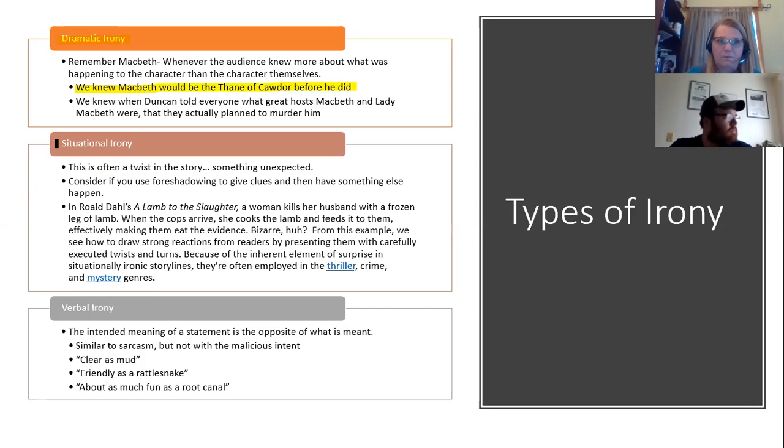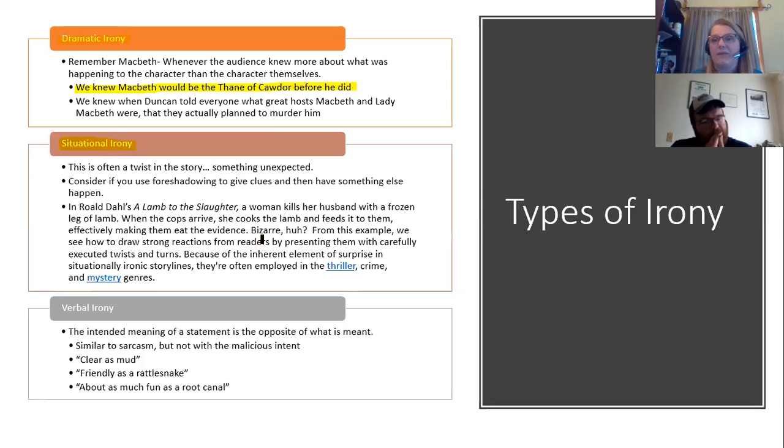The next one, and this is the one that people get mixed up a lot of times, and I think if you remember what it is, this is the twist in the story, right? This is the unexpected thing, and that's situational irony.